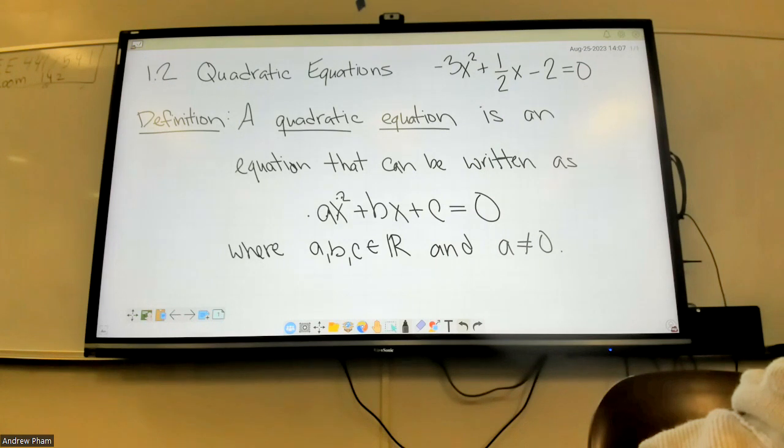One other key difference I'm noticing here: for a linear equation, I just had basically one x to the 1. But for quadratic, I have an x squared, and I can also have an x.